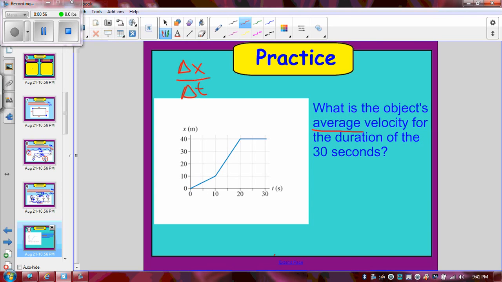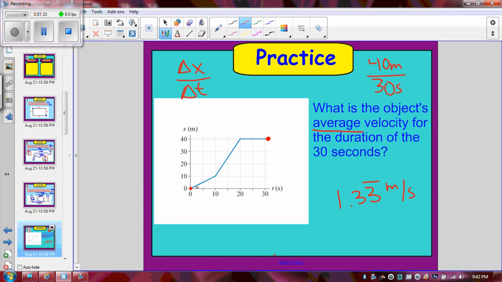So if we look, the change in position goes from 0 all the way up to 40. And so the delta x would be 40 meters. Now, what time does that take place in? Well, the time, like we said in the problem, is 30 seconds. So the average velocity is 40 divided by 30, or in other words, approximately 1.33 repeating meters per second. Now, that's the average velocity.